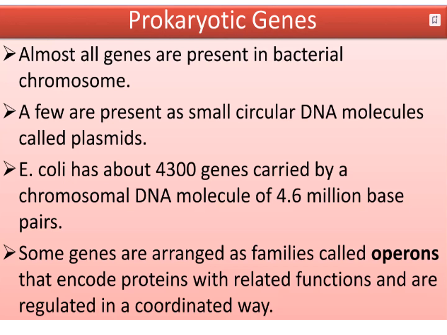prokaryotic cell. Next, inside the genome, the genes are present. We'll see some important points. Almost all the genes are present in the bacterial chromosome. Some of the genes are present in the plasmid. Some catabolic genes are present in the plasmids. You know that plasmids are extrachromosomal DNA, also present in the prokaryotic cell. Most of the genes required for structure and function are present in the bacterial chromosome, and some of the catabolic genes are present in the plasmid DNA.